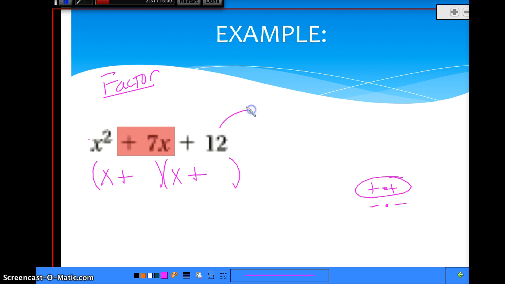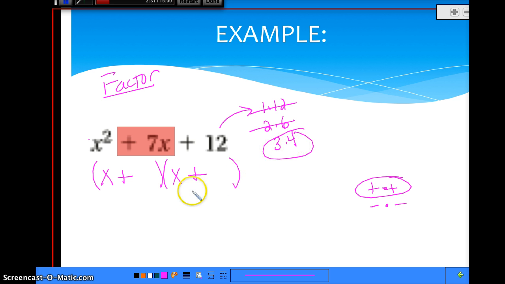Next step in our procedure, list all the factors of 12. Try to list them in order from least to greatest. Now, think about FOIL. When you do your outers and you do your inners, because they're both positive, that means you would have like a 5x and a 10x. You would add them to get to the middle term because they're both pluses. So which two factors do you add together to get back to 7x? 3 and the 4. So those are the two that you're going to use. These guys will not work.